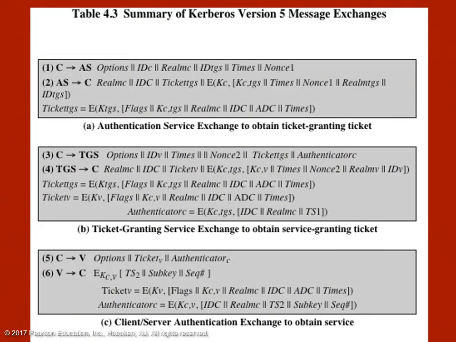Summary of Kerberos version 5 message exchanges. The table summarizes the basic version 5 dialog. This is best explained by comparison with the version 4, which we saw previously. First, consider the authentication service exchange. Message 1 is a client request for a ticket granting ticket. As before, it includes the ID of the user and the TGS.